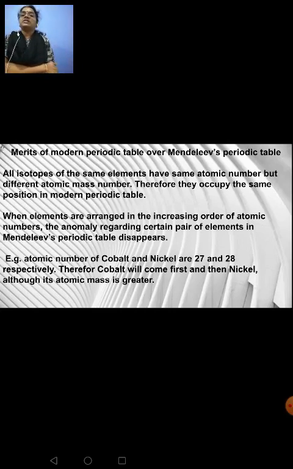He should have given separate places, but this is overcome in the modern periodic table, because in the modern periodic table the elements are arranged in increasing order of their atomic numbers. So isotopes are atoms of elements having the same atomic number and different atomic mass numbers, so they need not be given a separate position.